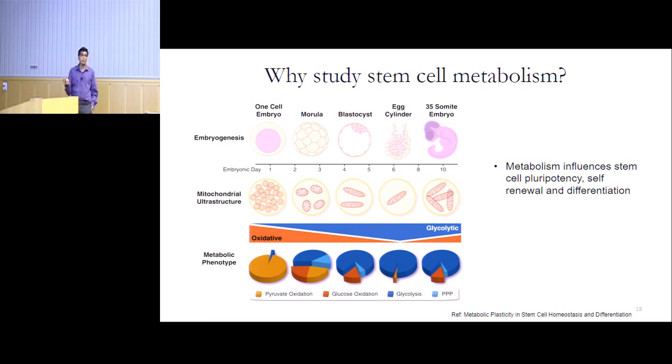Another interesting observation regarding stem cell metabolism is that distinct phases of development, starting from your single cell embryo all the way to the organism, have distinct metabolic requirements. For example, here you can see that during the one cell stage, the embryo seems to consume more pyruvate, and as they differentiate more, they seem to consume more glucose, and then there are also differences in their respiration rate depending on the developmental state.